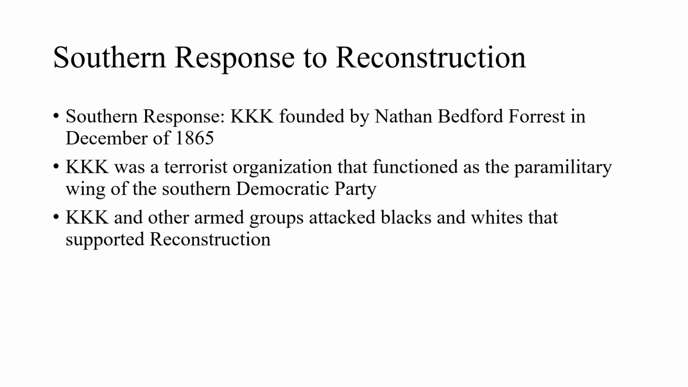Meanwhile, paramilitary organizations like the Ku Klux Klan, founded by former Confederate General Nathan Bedford Forrest in 1865, attacked and killed blacks and whites that supported the Republicans in Reconstruction, essentially making the Klan the paramilitary wing of the Democratic Party. President Ulysses S. Grant, a former Union general, elected in 1868, supported the radical Republicans and helped to pass a series of enforcement acts that used federal troops and local militia to suppress paramilitary activities, all but defeating the KKK.